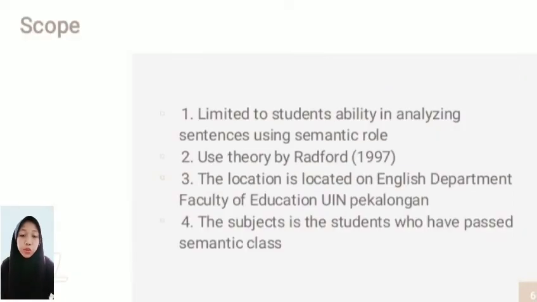Yang selanjutnya yaitu scope. Ada 4. Yang pertama yaitu limited to student ability in analyzing sentence using semantic role. For second, use theory by Radford 1997. And number 3, the location is located on English Department Faculty of Education Pekalongan. And number 4, the subjects is the student who have faced semantic roles.